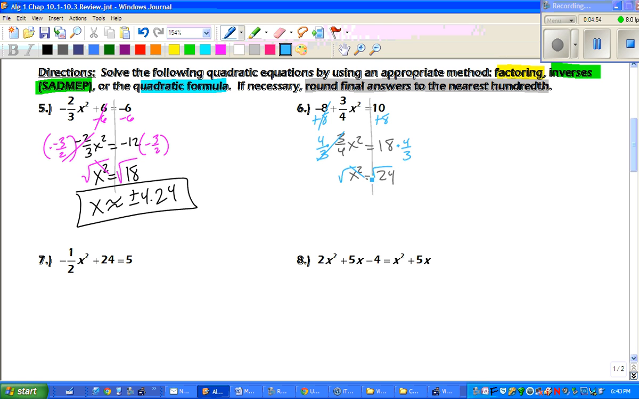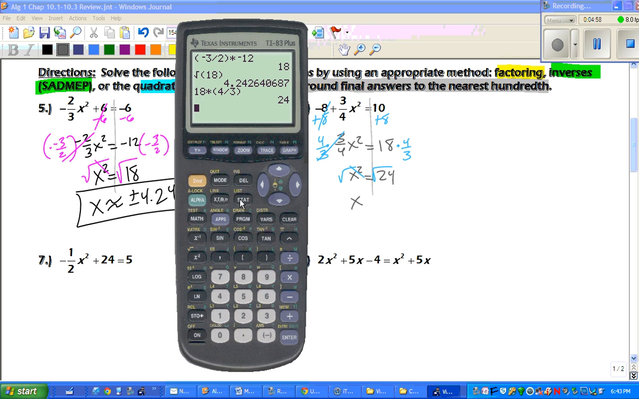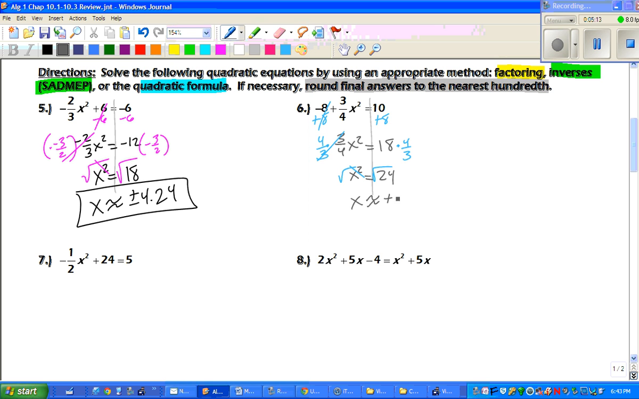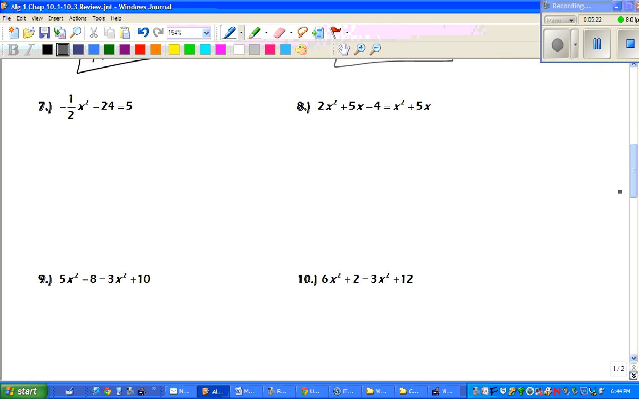And now take the square root. The square root of 24 is 4.898. So the 8 tells us to round, and then the 9 actually turns into a 10. So we have to change a couple things. So this is plus or minus 4.90. All right. Number 7 is all you. Go ahead and pause the video and see how you do.